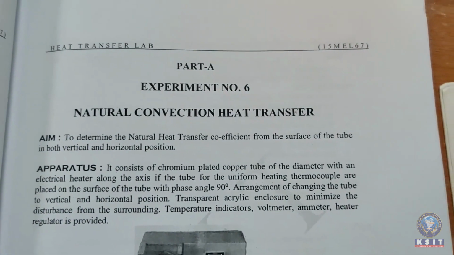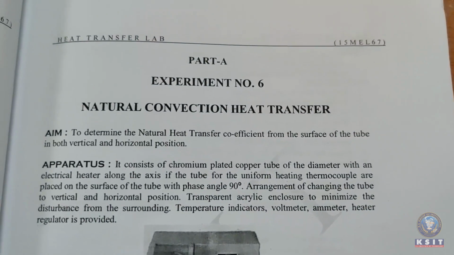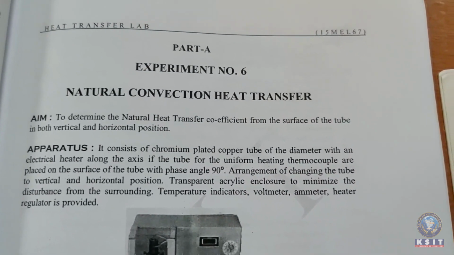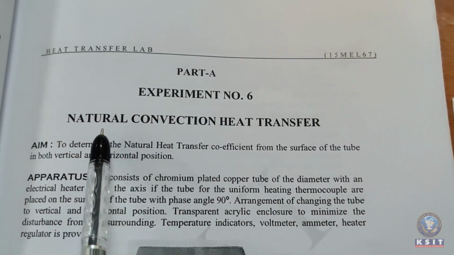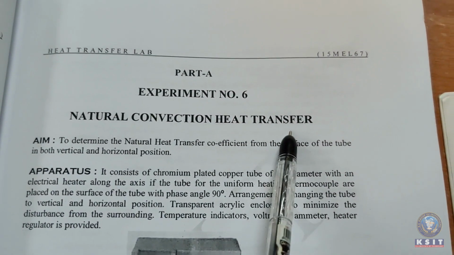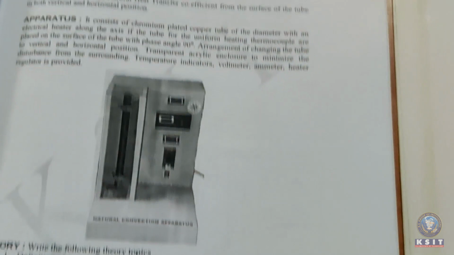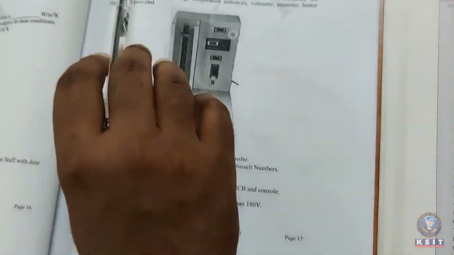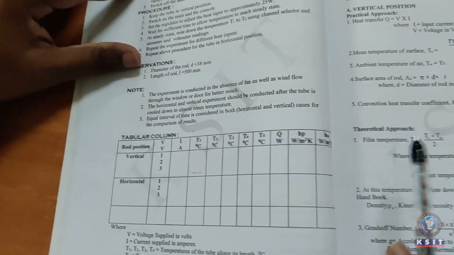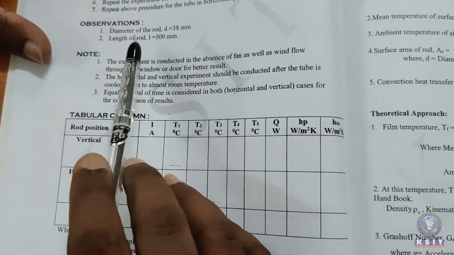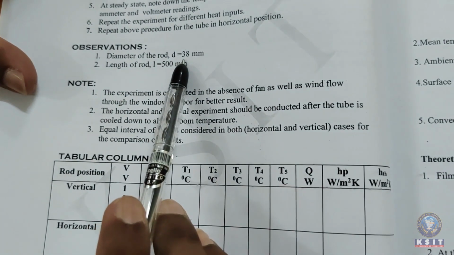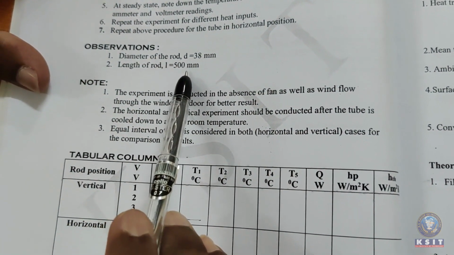Now we will discuss how to do the calculations to find the convection heat transfer coefficient in natural convection. You can see the manual. What I am showing now is the natural convection heat transfer, from the manual, page number 17. We'll go to the next page. This is the tabular column available to us. In the observation, you can check that the diameter of the rod is 38 mm and the length of the rod is 500 mm.